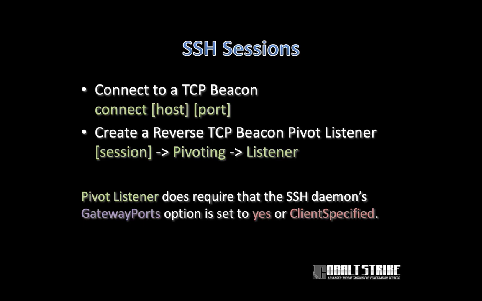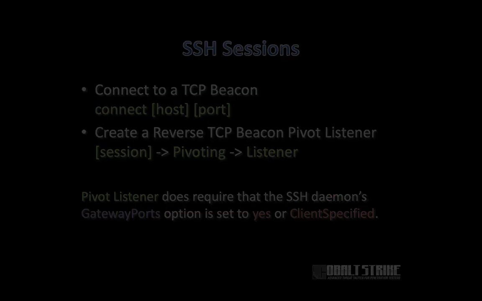Again, very similar to what we talked about with reverse port forwards, this option does not do anything about gateway ports. So if the GatewayPorts option is not set to yes or clientspecified, your pivot listener will get bound to localhost, and that won't be that useful. But in situations where that's not a problem, you can turn a compromised UNIX target into a redirector for reverse TCP beacon sessions.